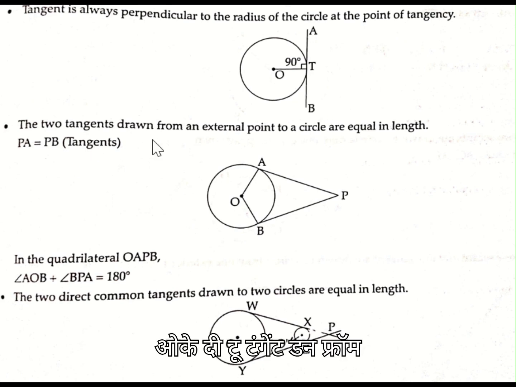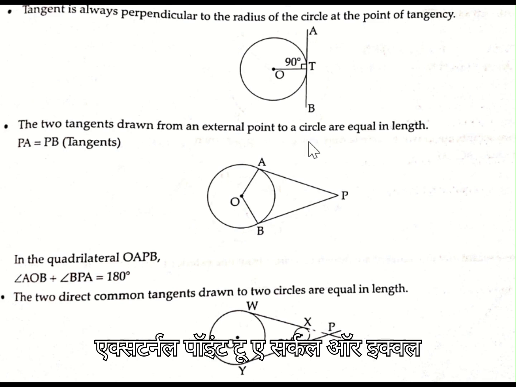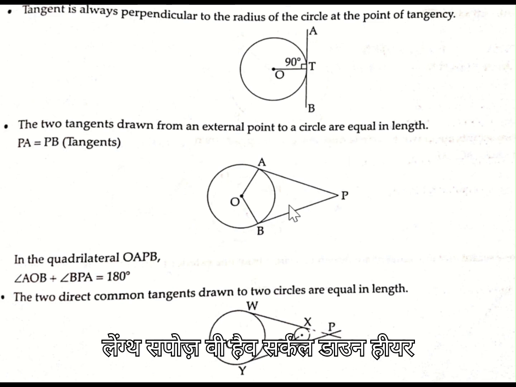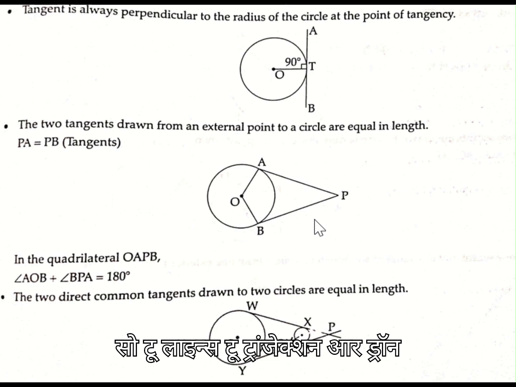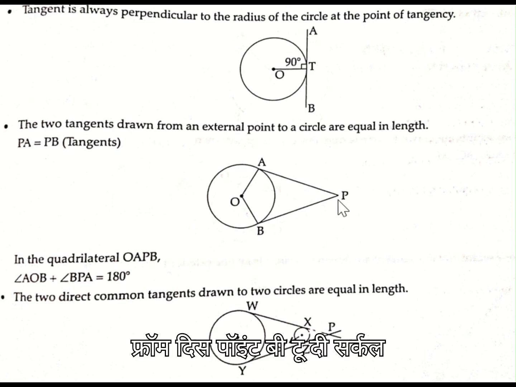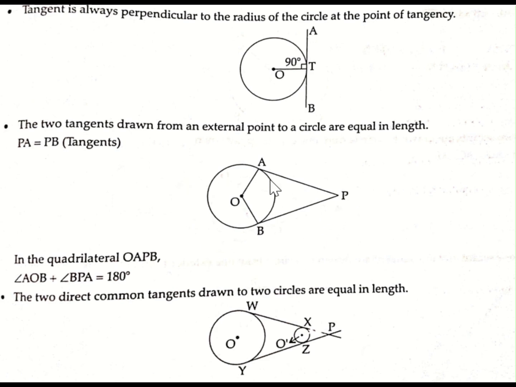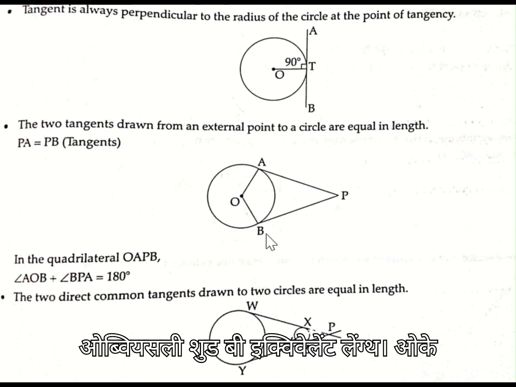The two tangents drawn from an external point to a circle are equal in length. Suppose we have a circle here and a point P. Two tangents are drawn from this point P to the circle. Obviously they should be equal in length.